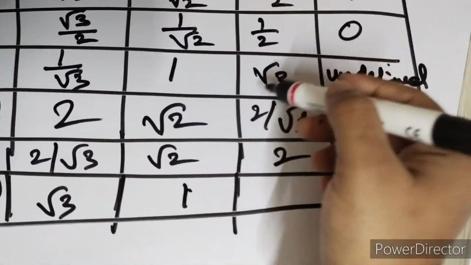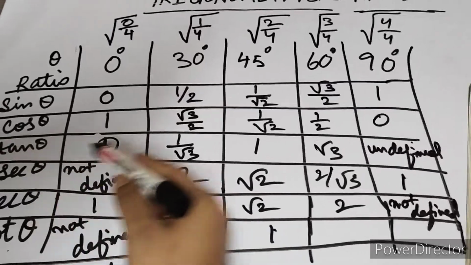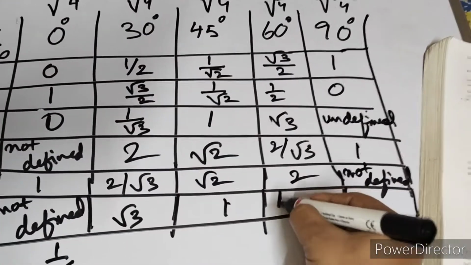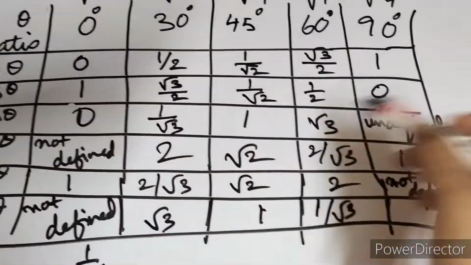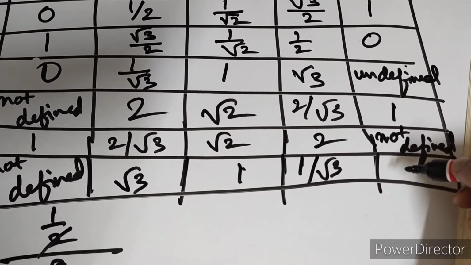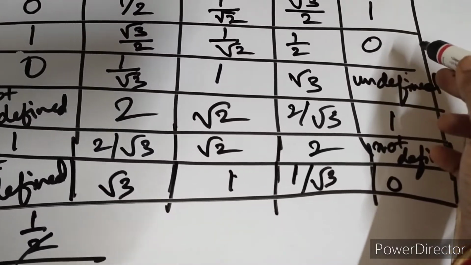Similarly, cot 60 is, because tan 60 is root 3. Tan 60 you can see in the video, it's root 3. So cot 60 will be 1 by root 3. And tan 90 is 0. So cot 90 will be 0.